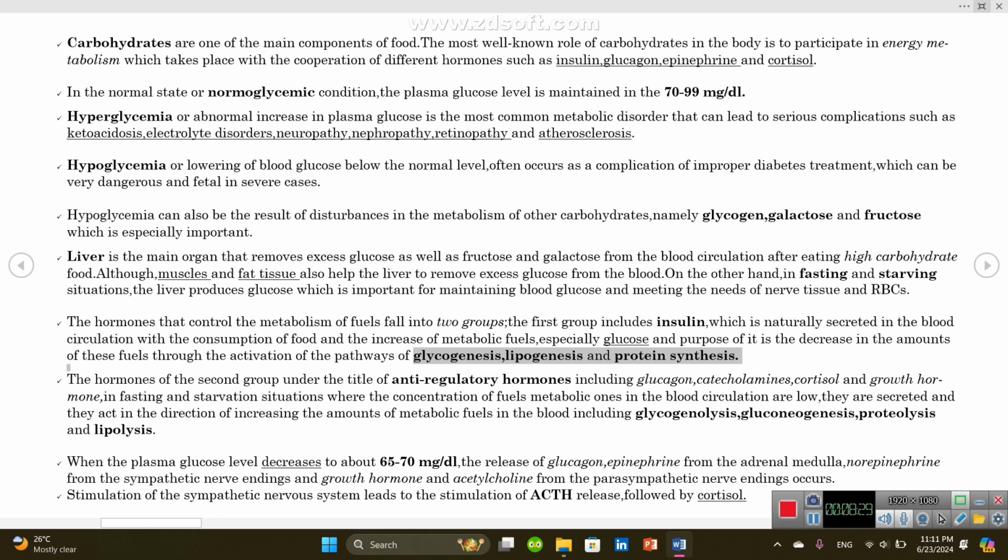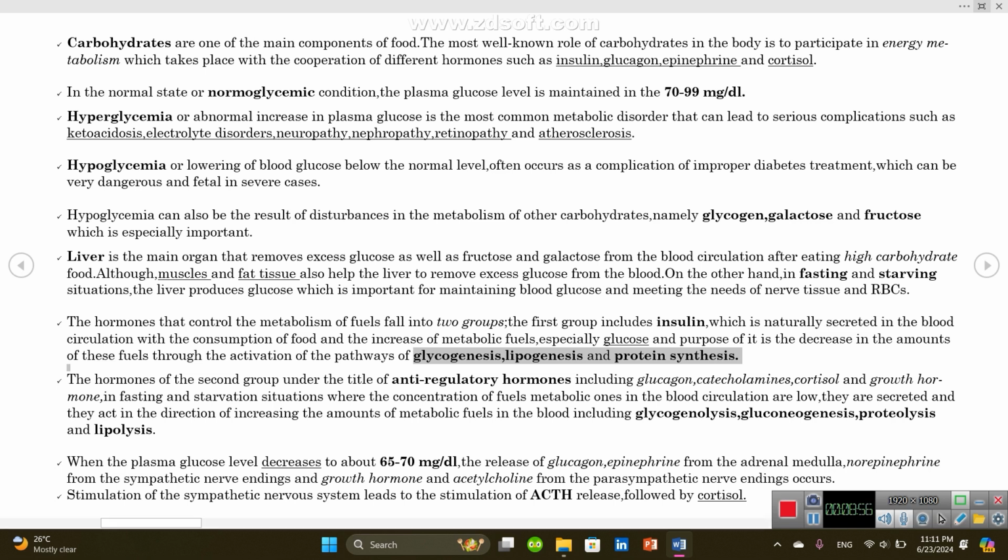Insulin, actually, I have to add a note because it is very important. Insulin is secreted from the beta cells in the pancreas, and if they are damaged, a disorder will happen that we call diabetes type 1. Because we have 2 types of diabetes: type 1 and type 2.